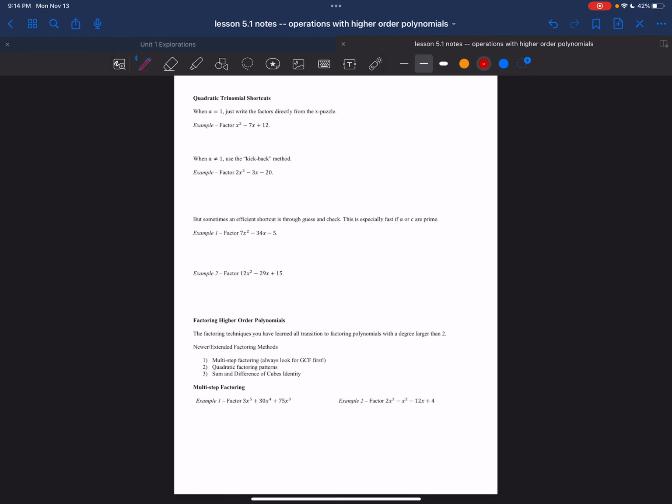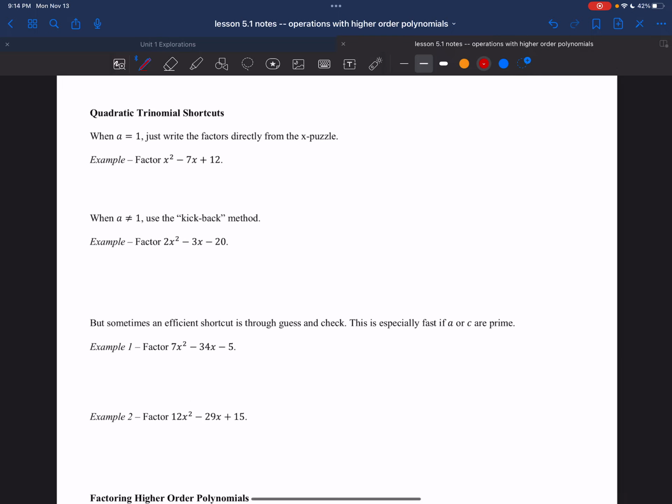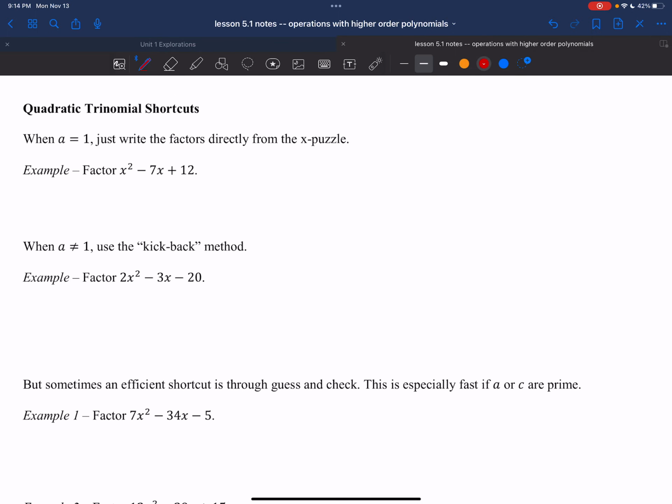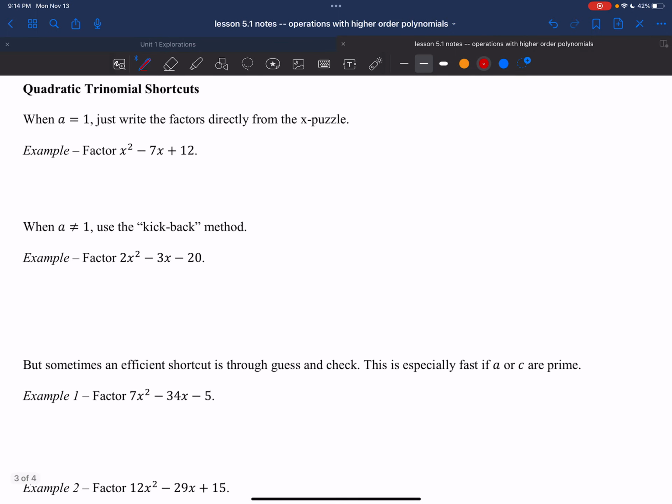Okay, so that was just review. I'm going to show you some shortcuts now. So just some shortcuts. One of them's kind of a shortcut, but really it's just using your brain and thinking about it.